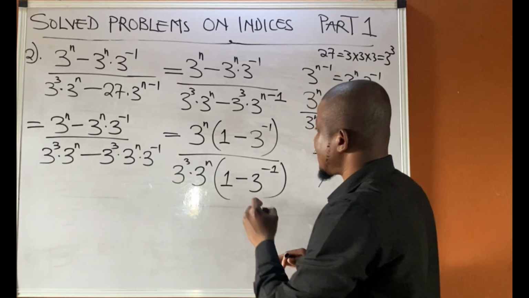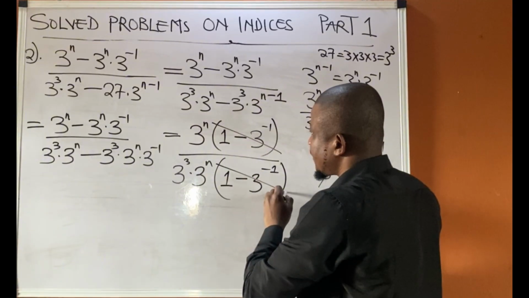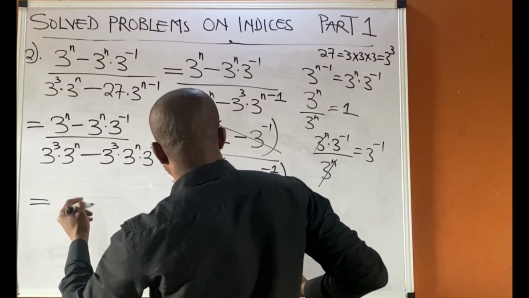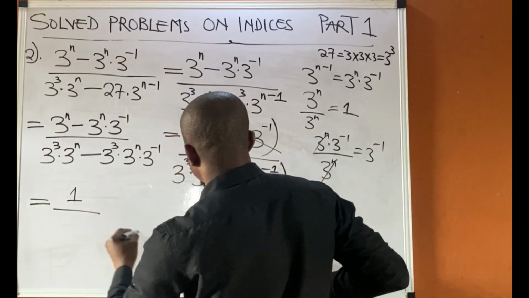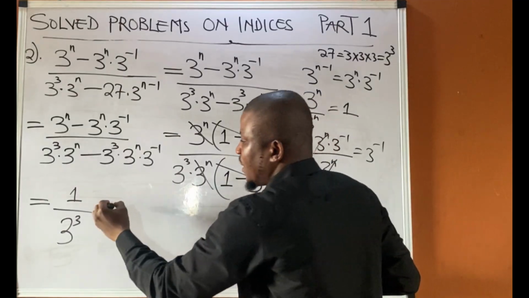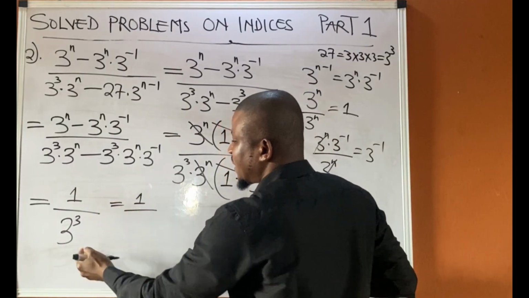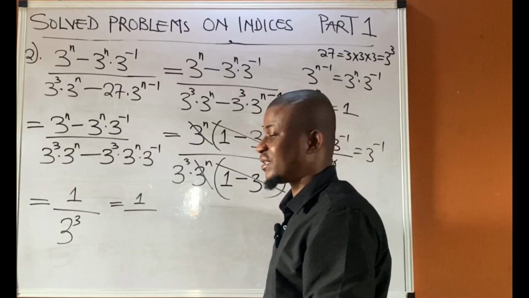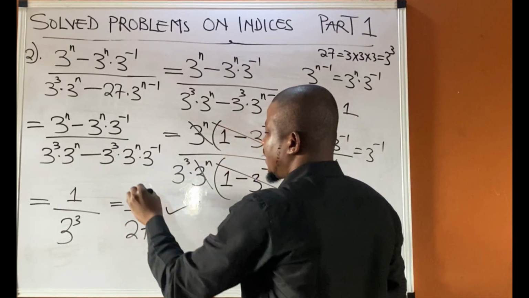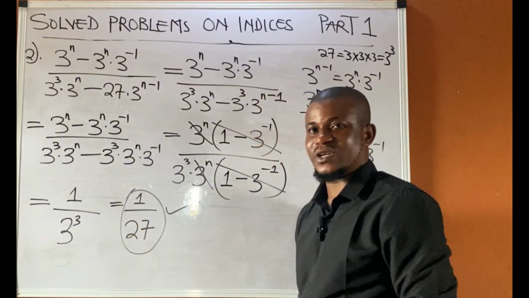Okay, so we can see that this can strike out this, and this can strike out this, and we'll be left with 1 over 3 to power 3, 1 over this. And 1 over 3 to power 3 is 3 times 3 times 3. 3 times 3 is 9, times 3 is 27. So the answer is 1 over 27.